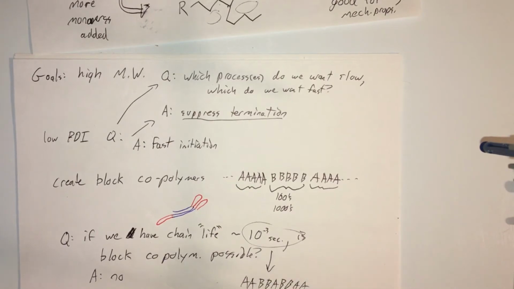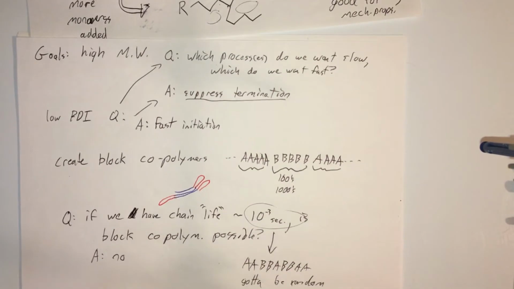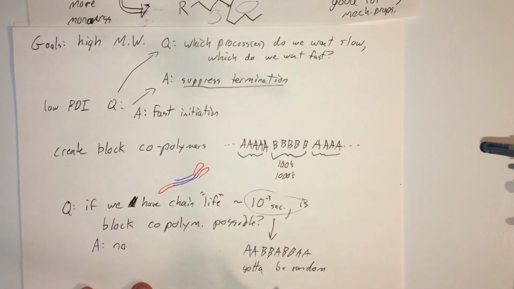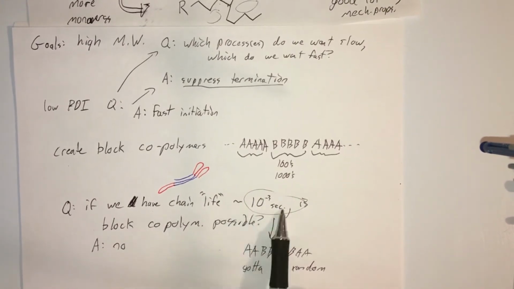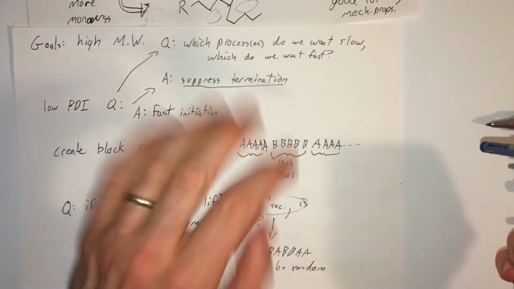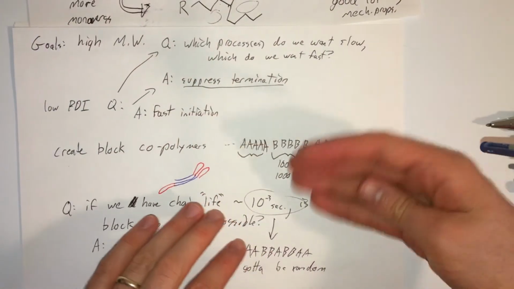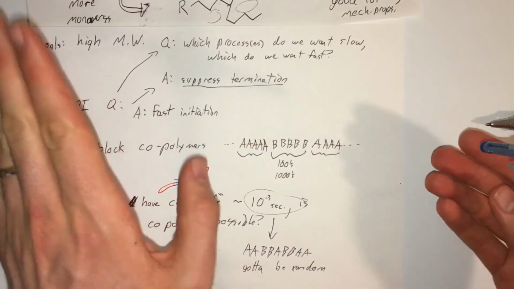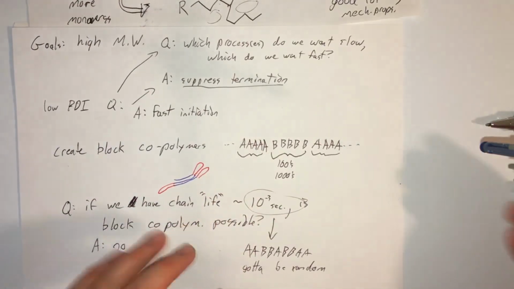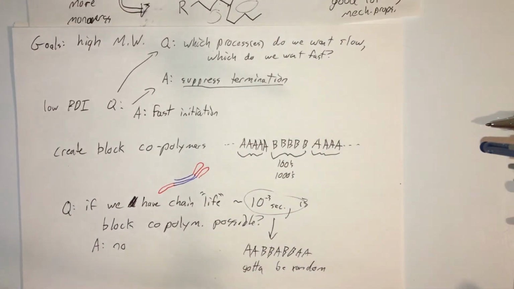Got to be random. So how can we get copolymerization? Well, we've got to increase the chain life to more than a millisecond, right? If we only have a millisecond of chain life, there's no way we're going to be able to say, okay, slow down, I'm going to put in my B's now, okay, still stay alive, then I'm going to put in more A's. It's done before that ever happens.